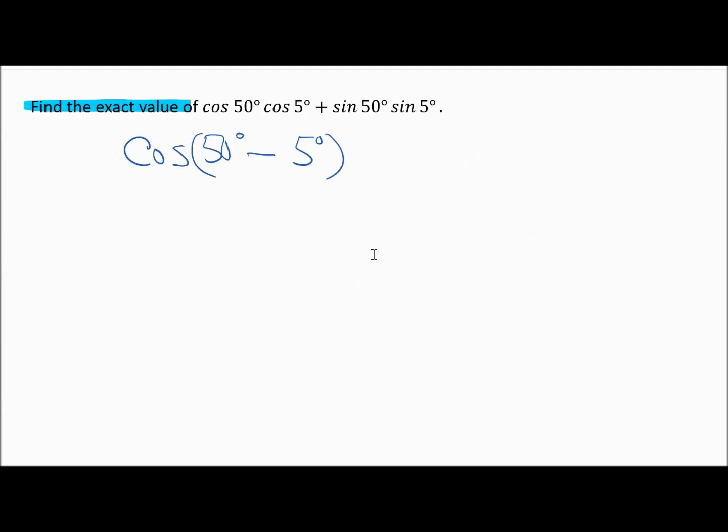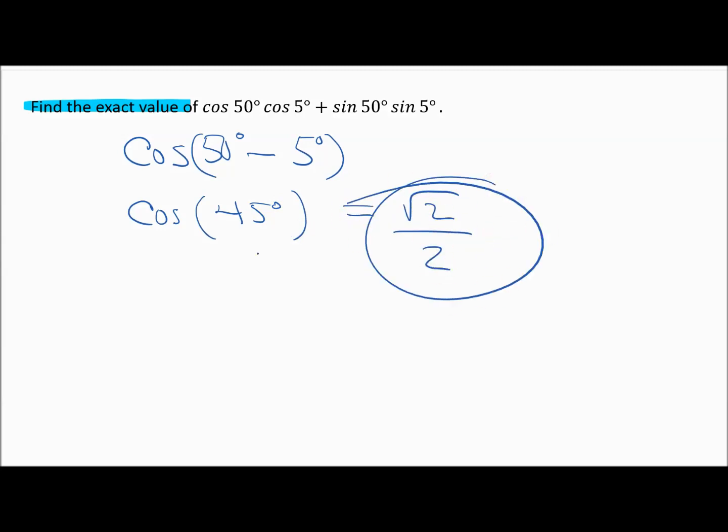All right, now, do we know the cosine of 50 minus 5, which is 45 degrees? Well, sure we do. That is a value on the unit circle, and we know that answer is square root of 2 over 2, and that's all there is to that problem.